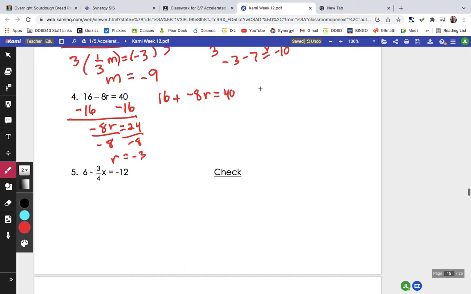So we go to check that. 16 minus 8 times negative 3, and we wonder if that equals 40. 16 minus 8 times negative 3 is negative 24. When we subtract a negative, it's the same as adding the opposite. The opposite of negative 24 is 24, and this does equal 40.